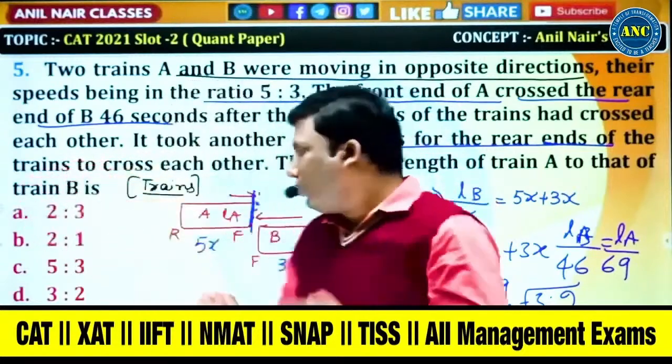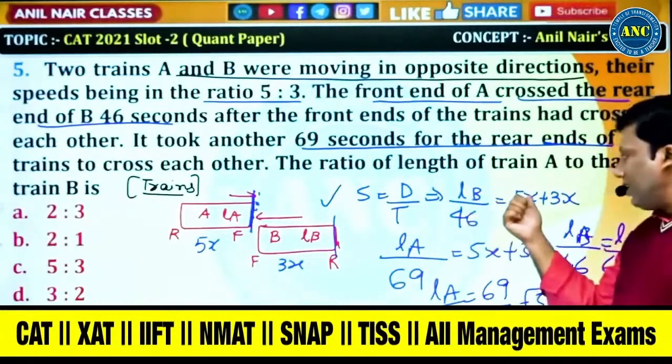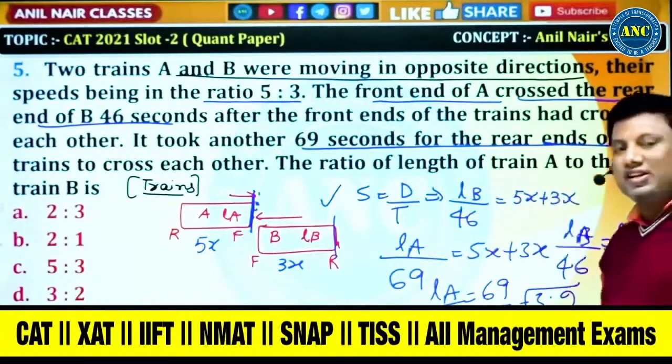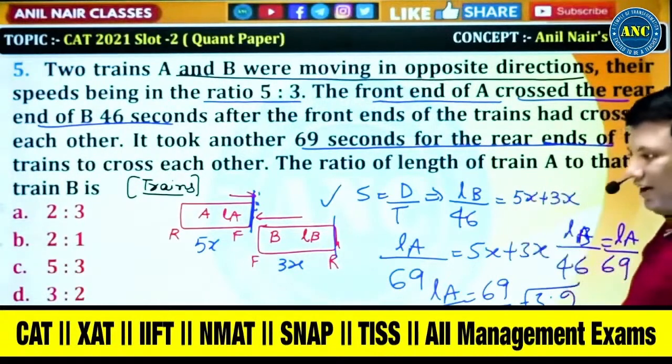Which length does it have to travel? LB it has to travel. So LB by 46 is equivalent to 5x plus 3x. Are you all with me? So LB is equivalent to 46 into 5x plus 3x.